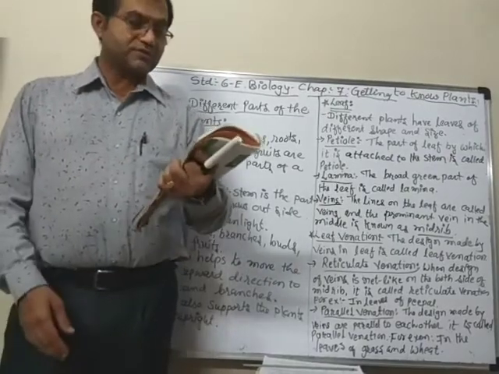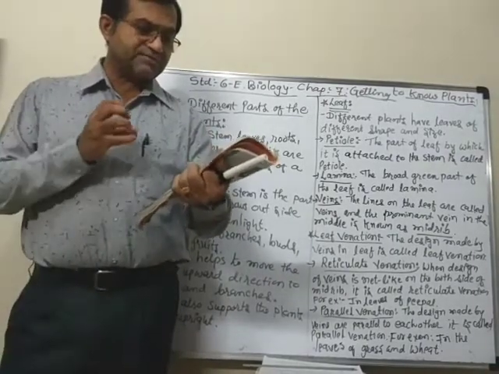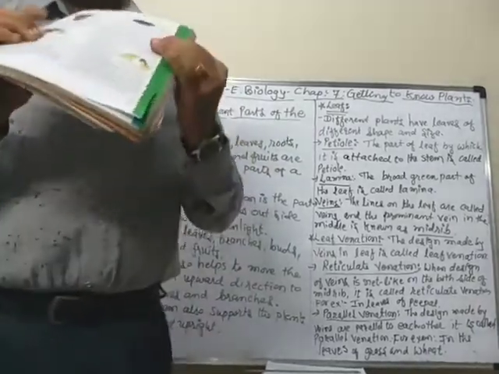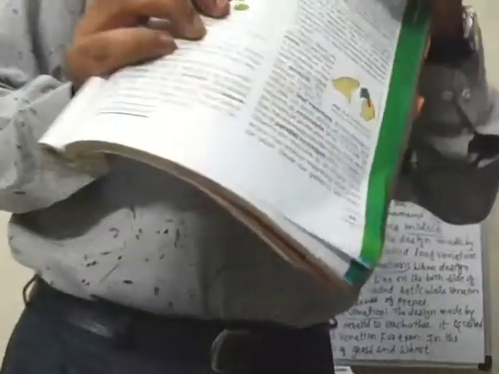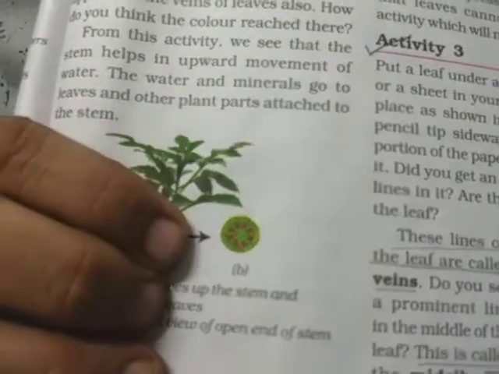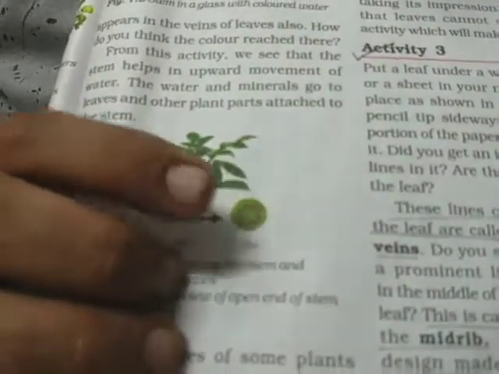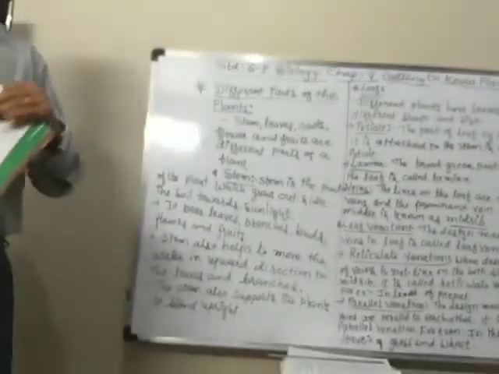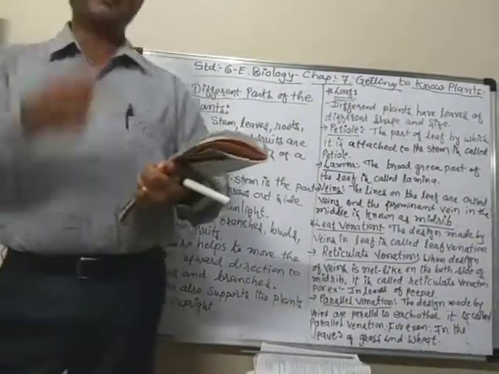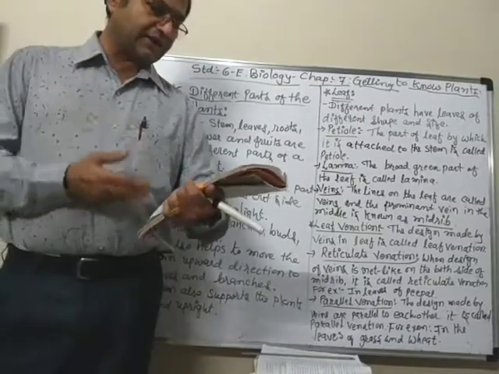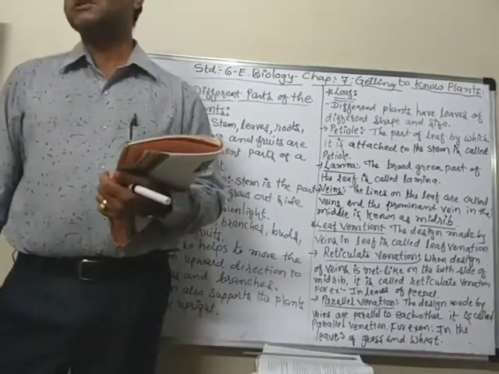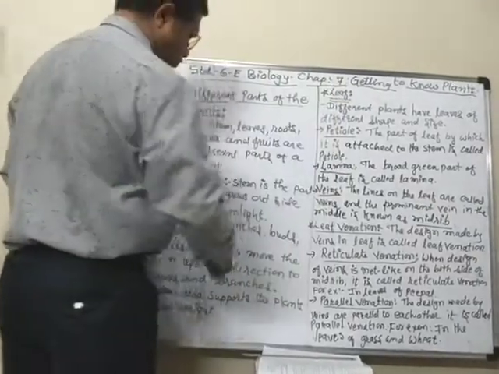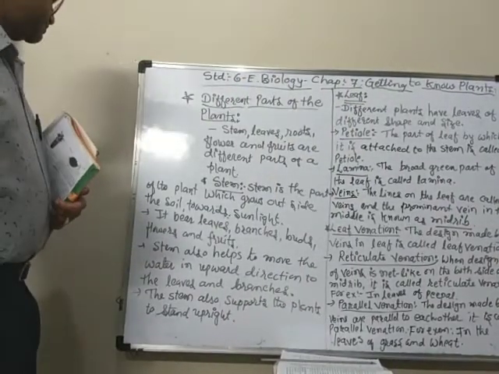And if you cut it and look at the enlarged view, look here, the enlarged part of the cut stem is also shown, in which you can see small holes. Through those holes, the water rises up in the stem and reaches the leaves. So the stem is helping to take up the water also, right?